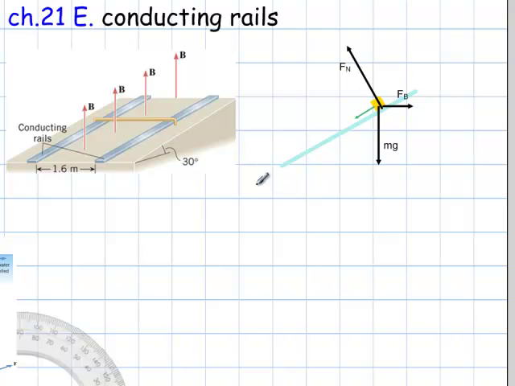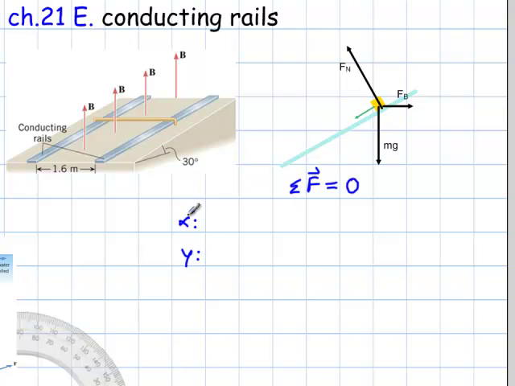And again, when I write this down, I get this here: the sum of the forces equals zero. In this case, zero acceleration, zero net force, constant velocity. Then I split them up into two parts. One of them is an x and the other one is a y.